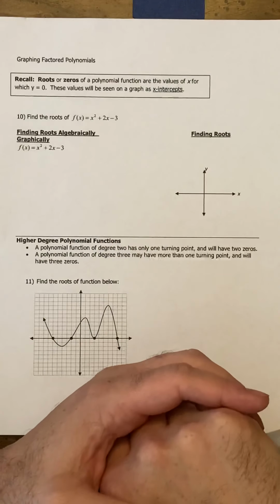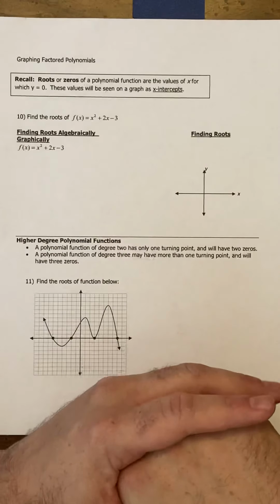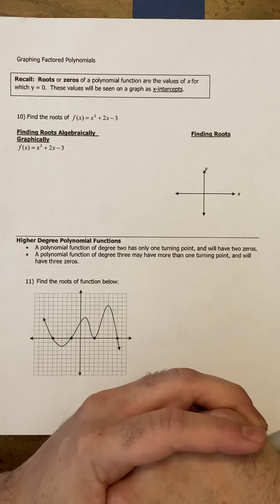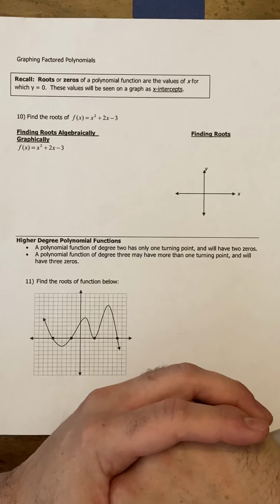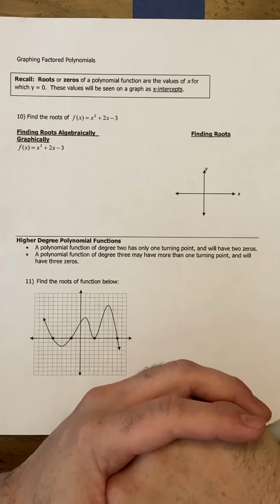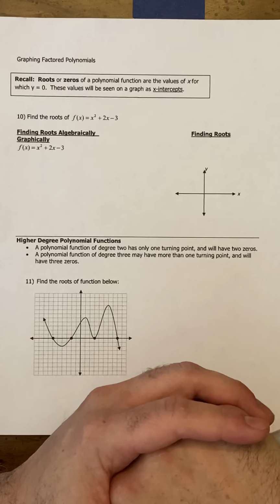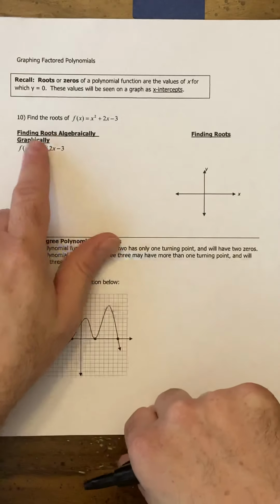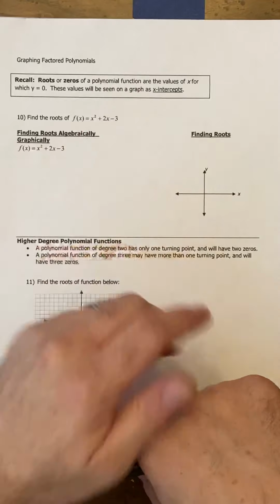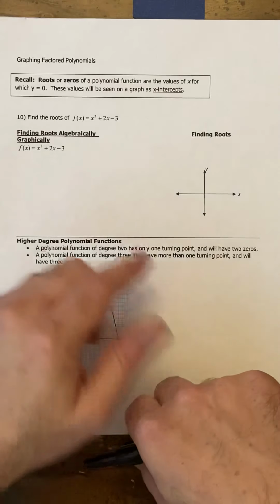Graphing factored polynomials. All right, recall, roots or zeros of a polynomial function are the values of x for which y equals 0. These values will be seen on the graph as the x-intercepts. All right, so let's take a look. Find the roots of this function, x squared plus 2x minus 3.